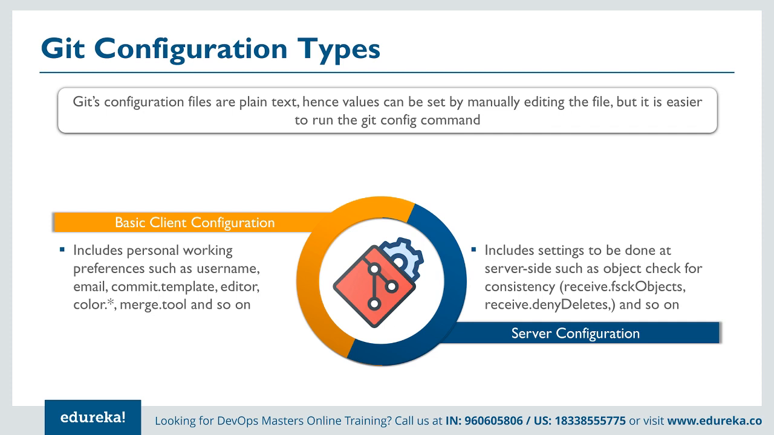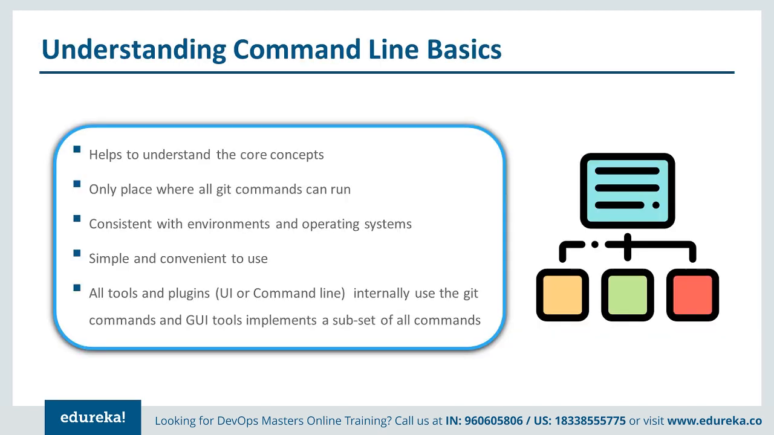And the other one is the server side or the server configuration, where not nearly as many options are available, but there are a few interesting ones, such as receive.fsckObjects, which makes sure every object received during a push still matches its sha1 checksum and points to a valid object. However, this is not done by default and we have to enable it through the git config options. So let's look at some command line basics now.